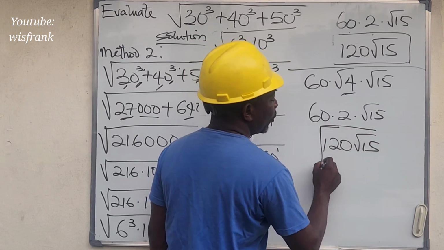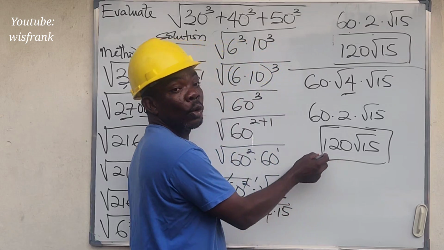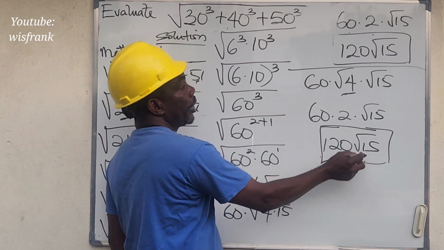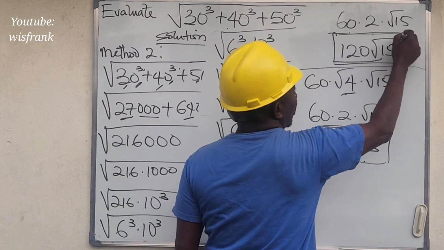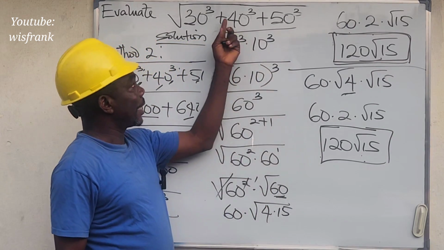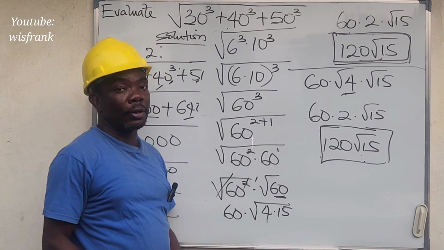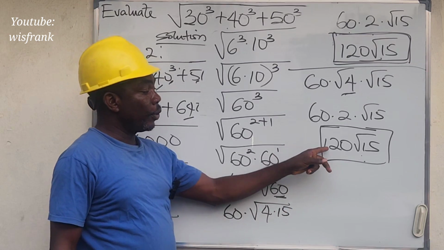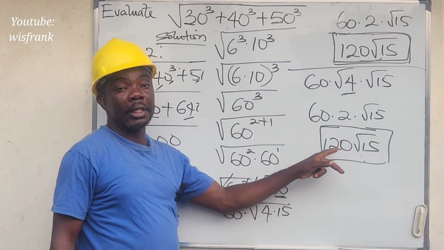You can see that with method 2, we arrive at 120 root 15, and with the first method, we also arrive at 120 root 15. Therefore, this answer satisfies this question. You can punch your calculator to see, you will see that you have 120 root 15.